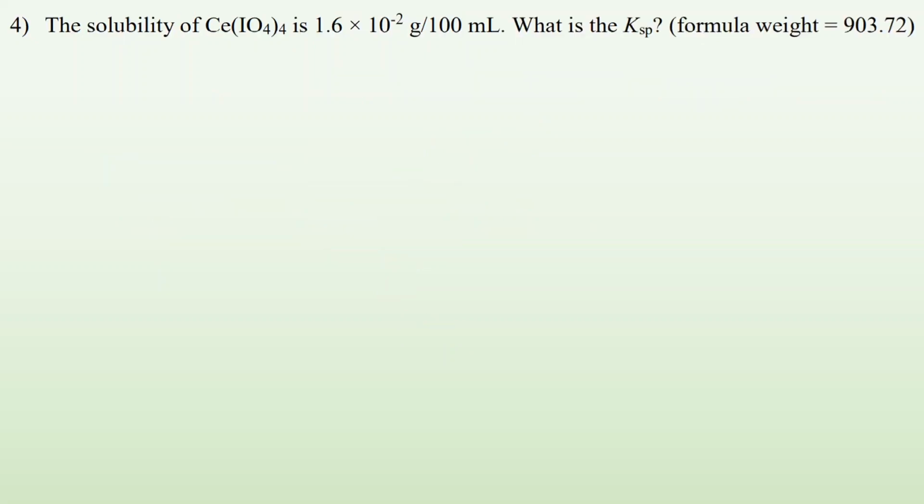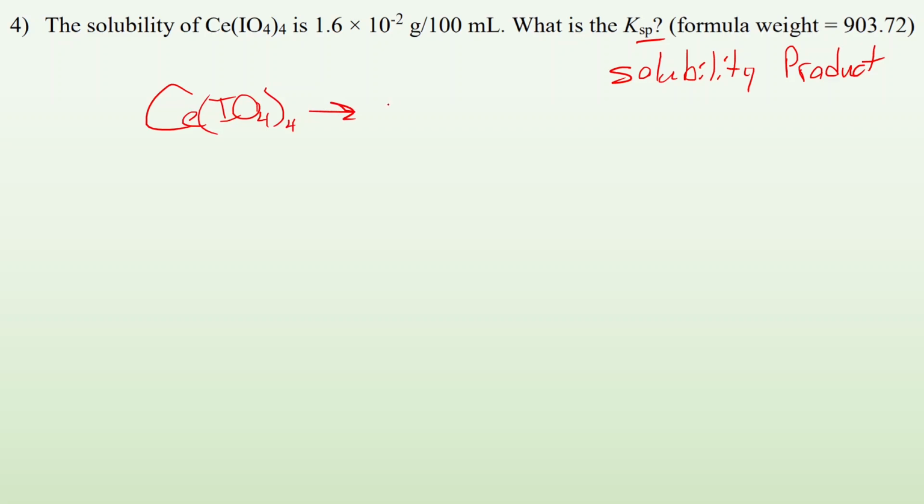Number four, the solubility of CeIO4 is this many grams per 100 milliliters. What is the KSP? So the KSP is the solubility product. It's nothing special. It's just a KEQ for a salt dissolving in solution. So we start with CeIO4 and it dissolves to give us Ce plus 4 and 4 IO4 minuses, right? And if I want to be real proper, I'll put in the states: aq for the ions and solid for the reactant.